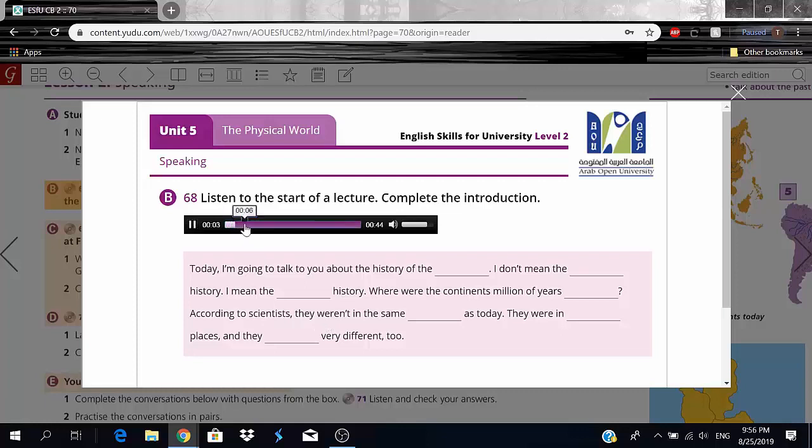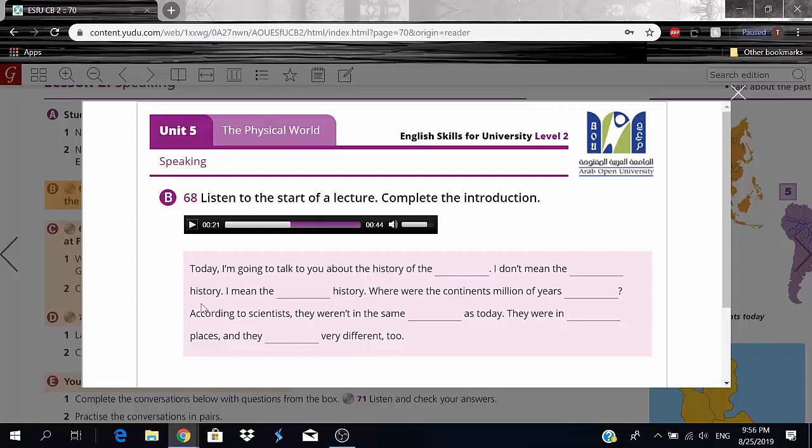68. Exercise B. Listen to the start of a lecture. Complete the introduction on the right. Today, I'm going to talk to you about the history of the continents.